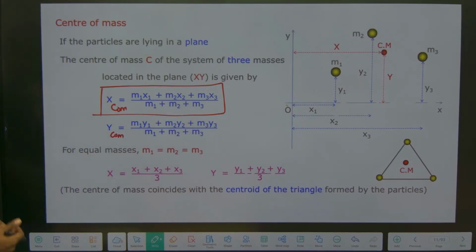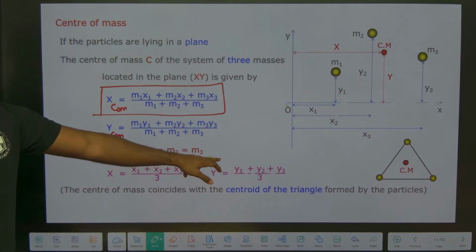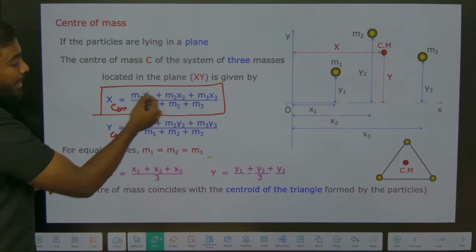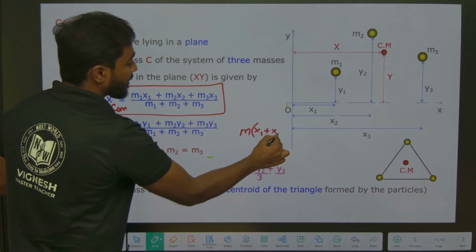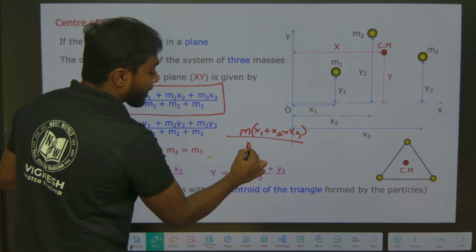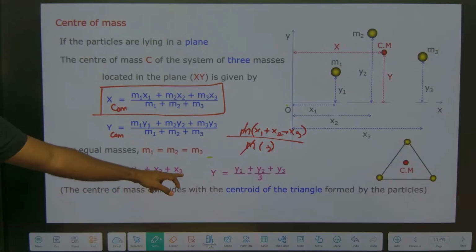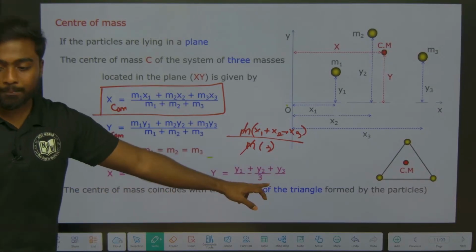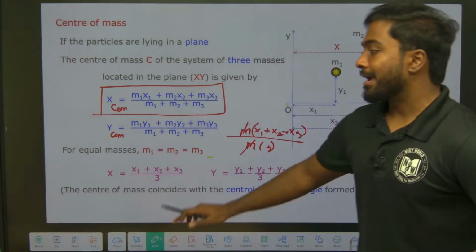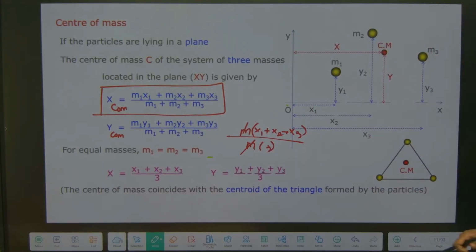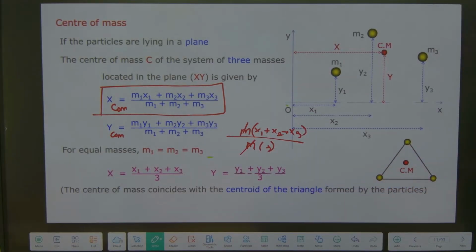When the masses are equal, m1 equals m2 equals m3, m can be taken commonly outside. So x1 plus x2 plus x3 by m into 3, and m and m get cancelled. So x1 plus x2 plus x3 by 3, and y1 plus y2 plus y3 by 3. This is the formula for a plane in the x-axis and y-axis. So the center of mass coincides with the centroid of the triangle formed by the particles.